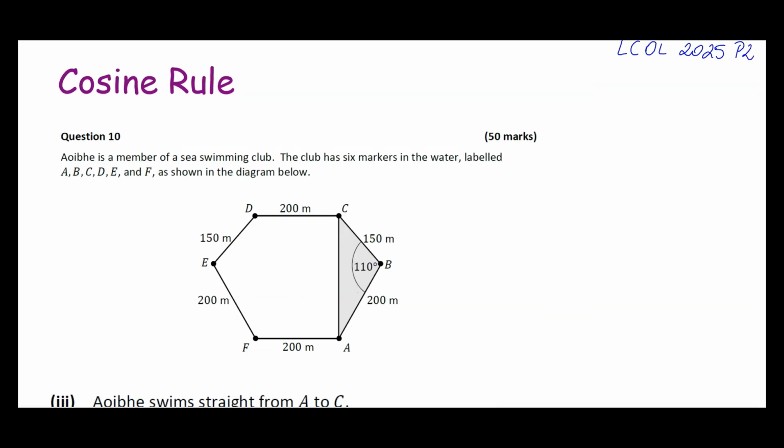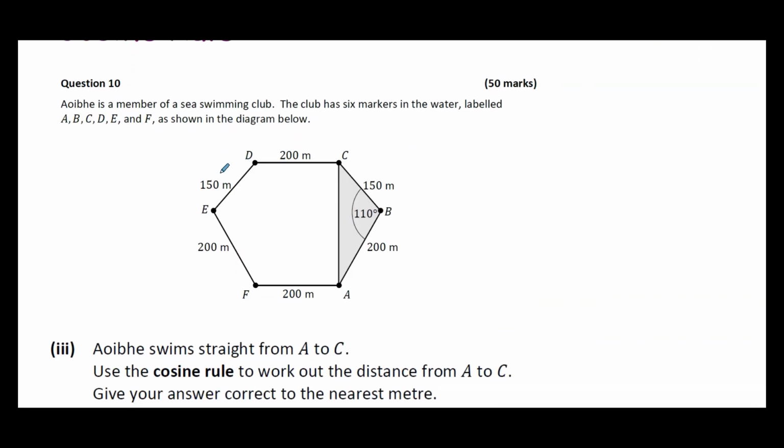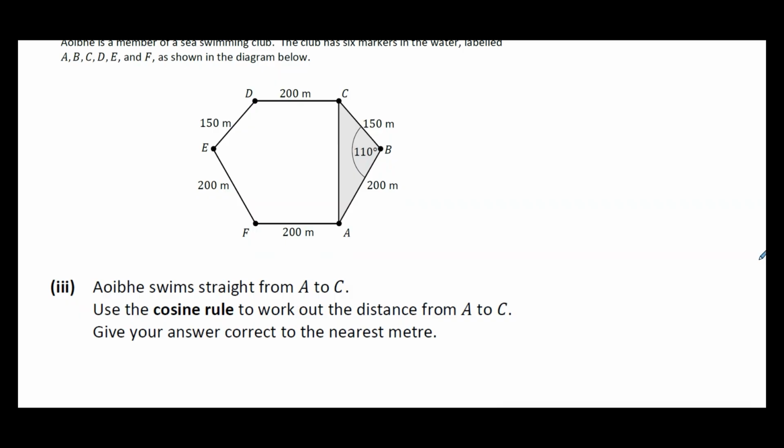In this question, we have Aoife that swims, and we have here the pattern of how she can swim. And we have different points and different measurements given to us. So in this part, what we have to do: Aoife swims straight from A to C. So we can see that from A to C, straight, she swims along this line. So use the cosine rule. They are very good because they told us what to use to work out the distance from A to C.